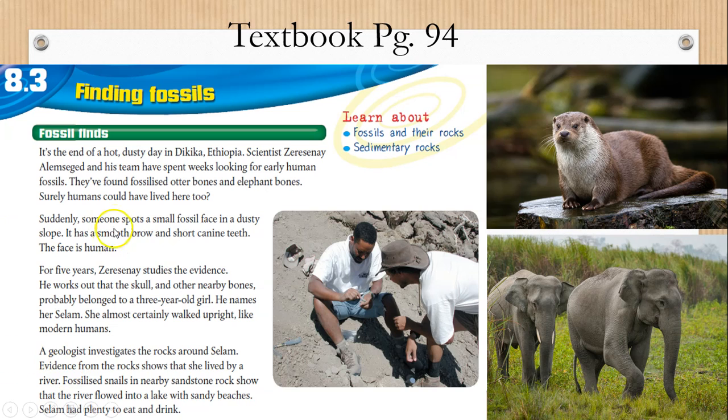Suddenly, someone spots a small fossil face in a dusty slough. It has a smooth brow and short canine teeth. The face is human. For 5 years, he studies the evidence. He works out that the skull and the other nearby bones probably belong to a 3-year-old girl. He names her Selam. She almost certainly walked upright like modern humans. He is a scientist who studies fossils in order to understand the life that existed prior to us.